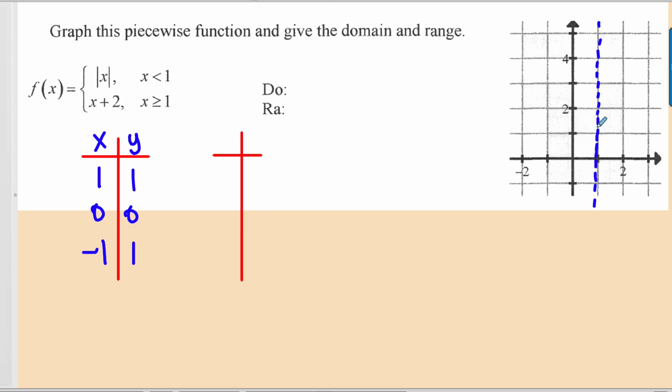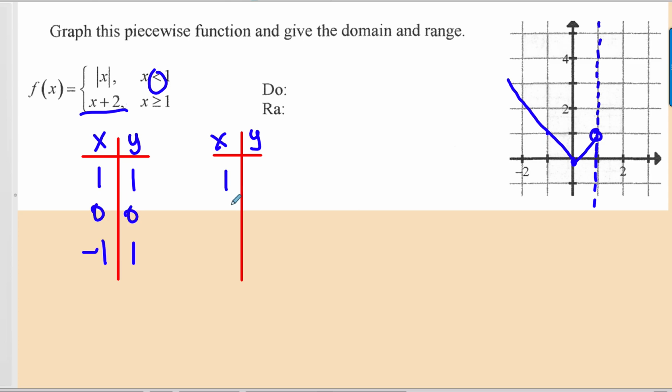So it's an open circle here because I have the less than. So open circle, 0, 0, and -1, 1. And it's this V look. And it's not a complete V look because of the restriction on the domain. Now to graph the other one, I know this is just a line. Let's go ahead and graph that line.